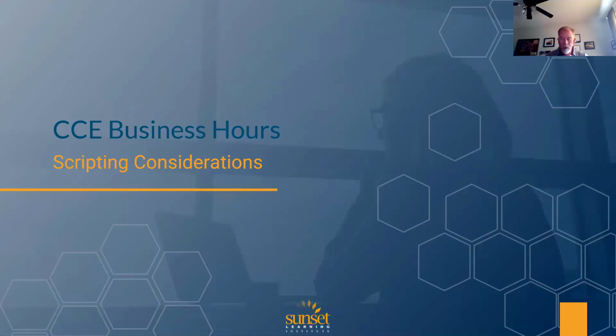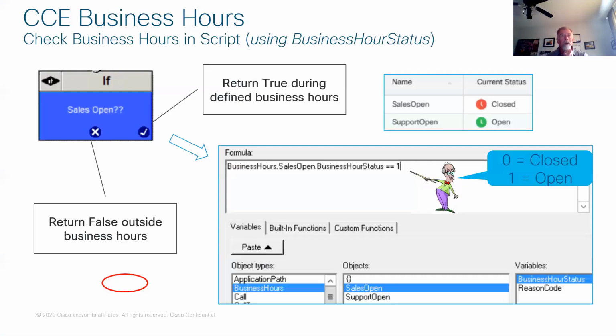All right, scripting considerations. There's really a couple of things you want to think about with scripting here. There's really 3 different ways you might analyze business hours within scripts, or 3 mechanisms. There's a bunch of ways to do it, but 3 mechanisms.